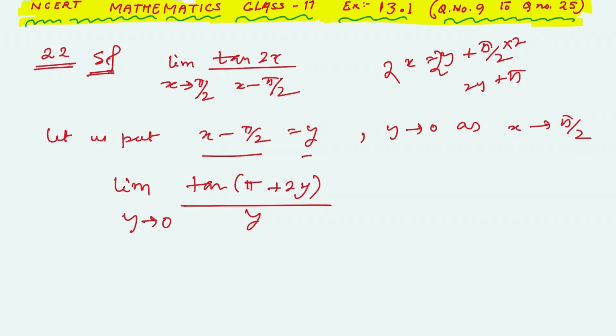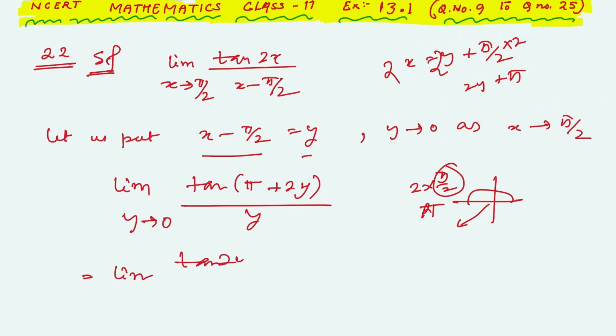Now you see, this is pi, and pi plus something is in this quadrant, so tan remains positive. And pi means 2 into pi by 2, so for an even multiple of pi by 2, tan remains tan. So we can write it like this: limit tan twice y by y, where y tends to 0. We can keep it like this.